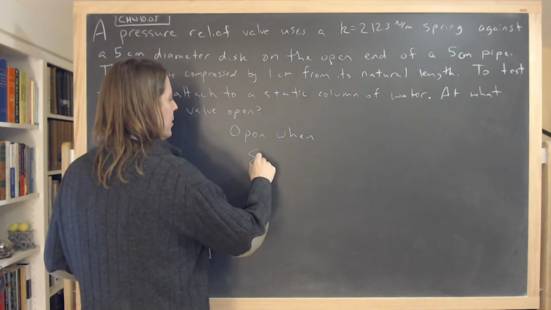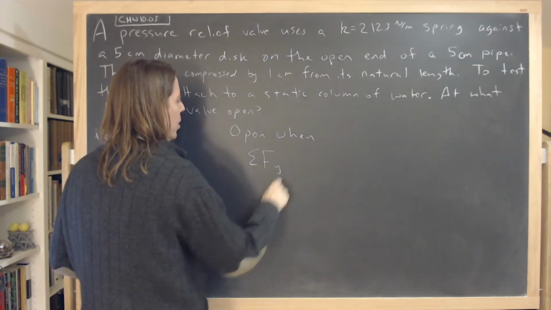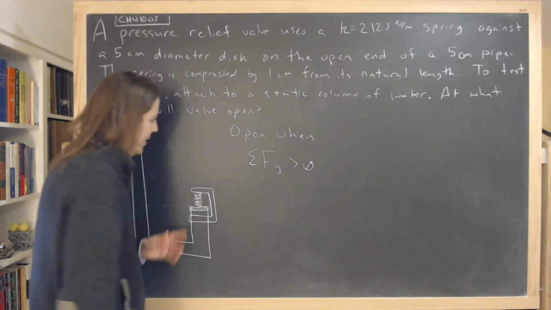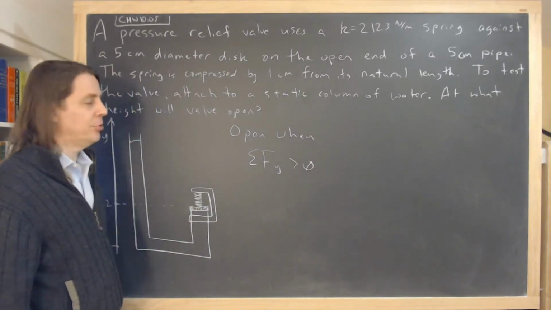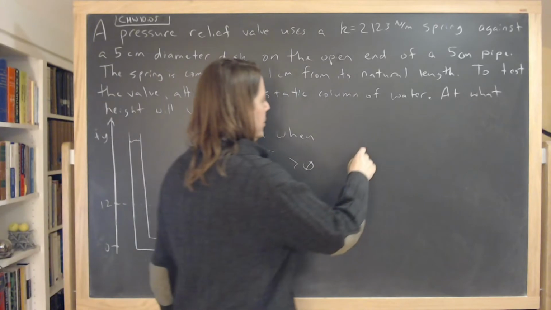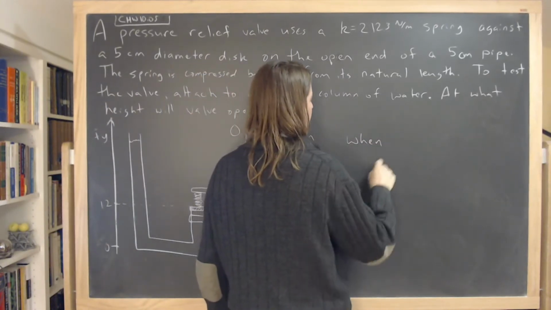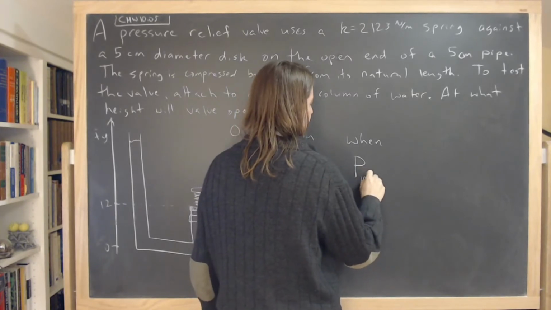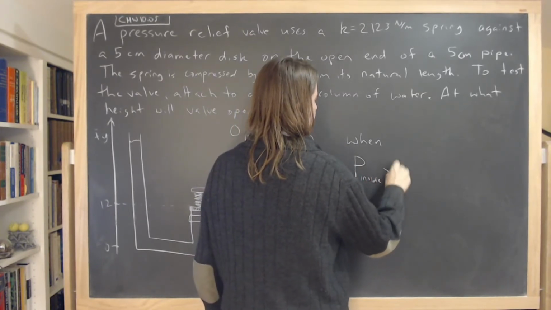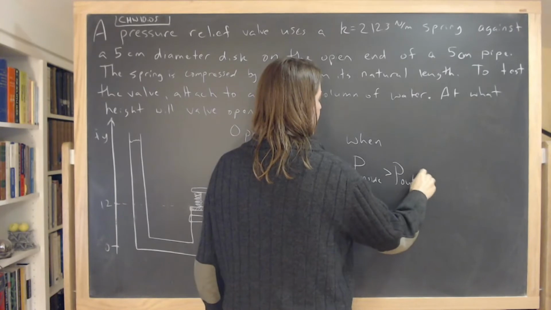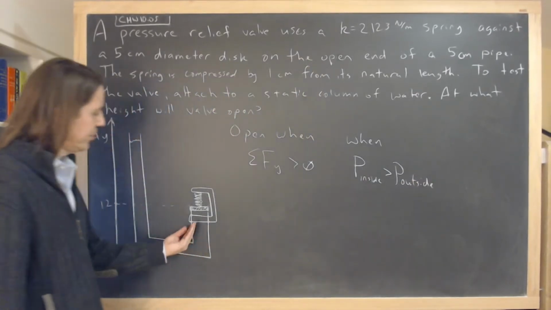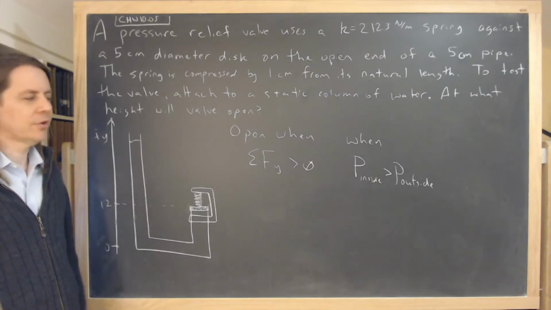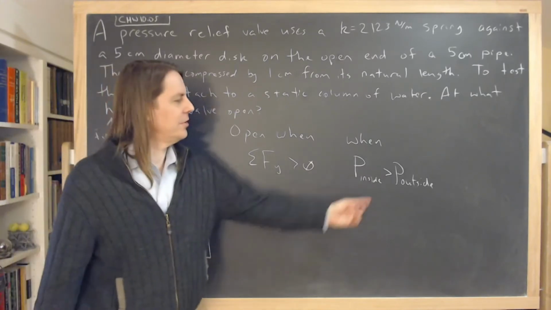When the sum of the forces in the y becomes greater than zero, when there's suddenly a net force pushing up. Or you could say when the pressure from the inside becomes greater than the pressure on the outside. Meaning the pressure of the fluid pushing up on the disc is greater than the pressure of the outside pushing down on the disc. So since we're doing fluid mechanics, let's think of it that way.